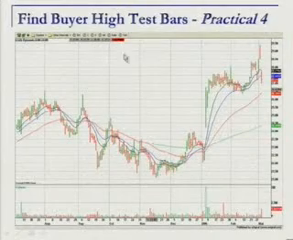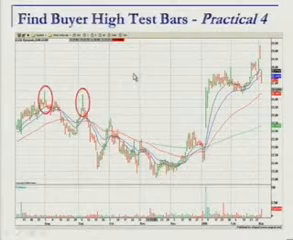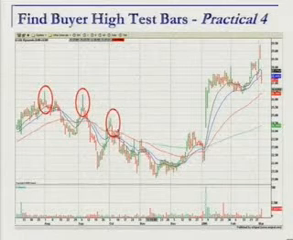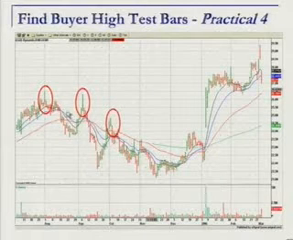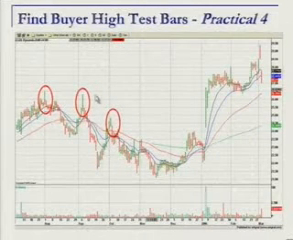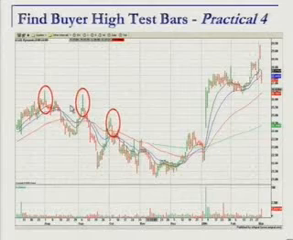And we can see them again here. Nice high test bars, nice buyer high test bars all the way down here. So they're good high tests. And this one with the downtrend here, you can start to see there's a bit of a trend movement on it, so it could potentially add to our trading pattern and give us some entry signals.